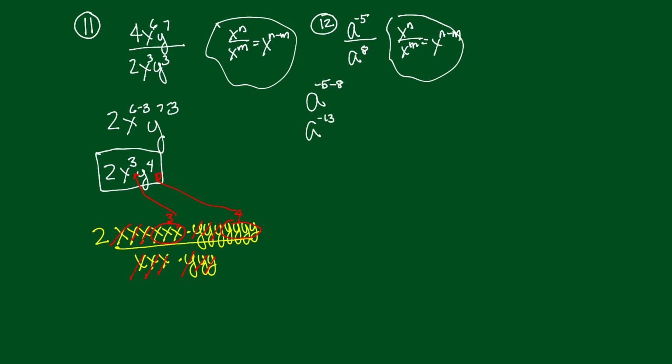Now I'm going to use this rule. I'll do it up here. If you have x to the negative n, you get 1 over x to the positive n. So just flip this over. So I'm going to have 1 over a to the positive 13.